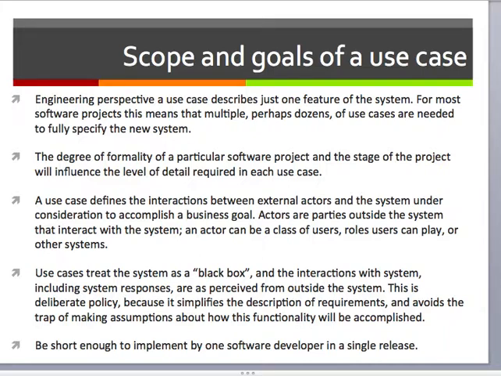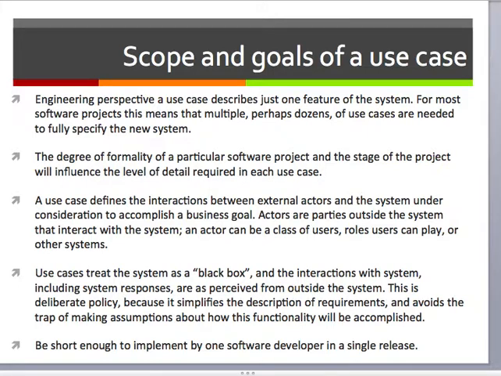mentioning, and the interaction with the system, including the system responses, are as perceived from outside the system. So when we capture these requirements in the form of use cases, we will follow this rule. This is a deliberate policy because it simplifies the description of the requirement. If you try to get into what is happening in the system, it is extremely difficult, complicated and confusing. And it also avoids the trap of making assumptions about how this functionality will be accomplished.